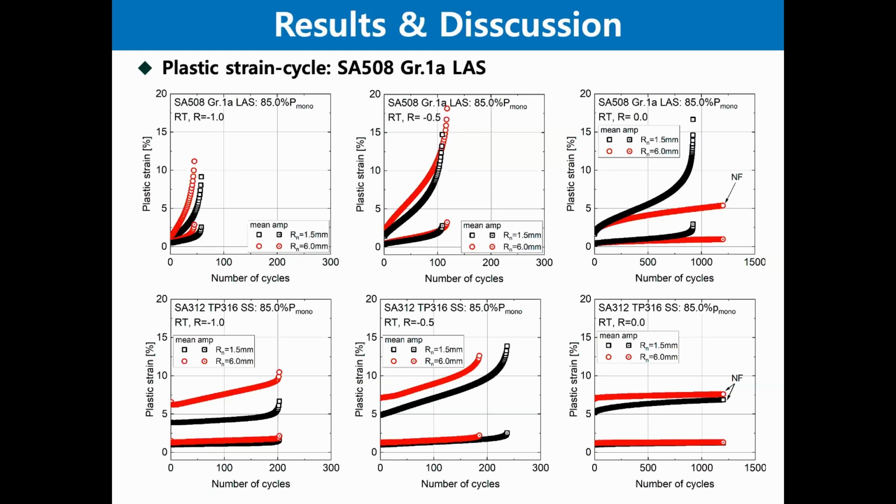load ratio of -1. However, when the load ratio goes to -0.5, both materials show similar ratcheting rates as a function of notch radius, and at a load ratio of 0, the ratcheting rate is faster for the notch radius of 1.5 millimeters. The difference in ratcheting rate with notch radius at each load ratio is thought to be due to the difference in deformation in the initial cycle.